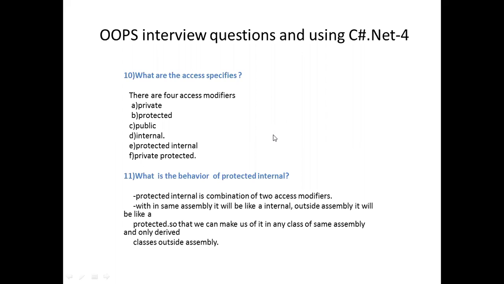What are the access specifiers in C#.NET? What is the behavior of protected internal? What is the behavior of private protected?